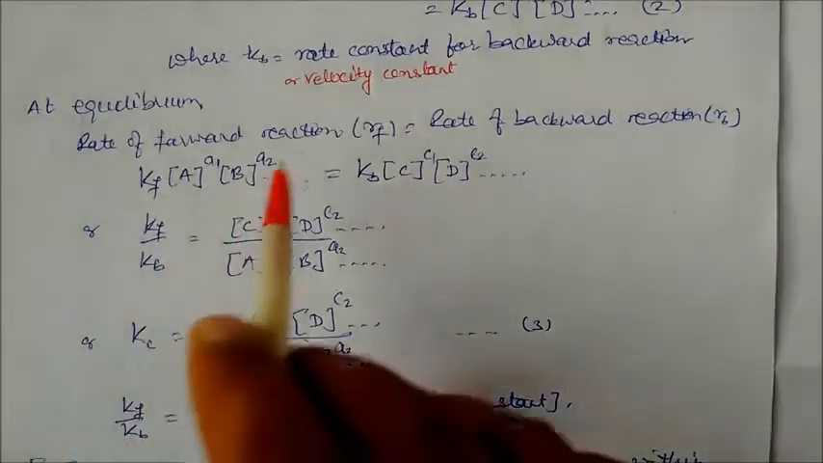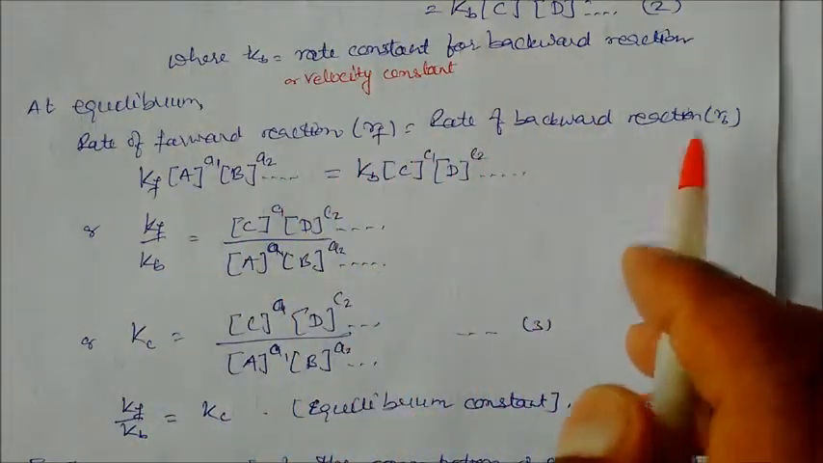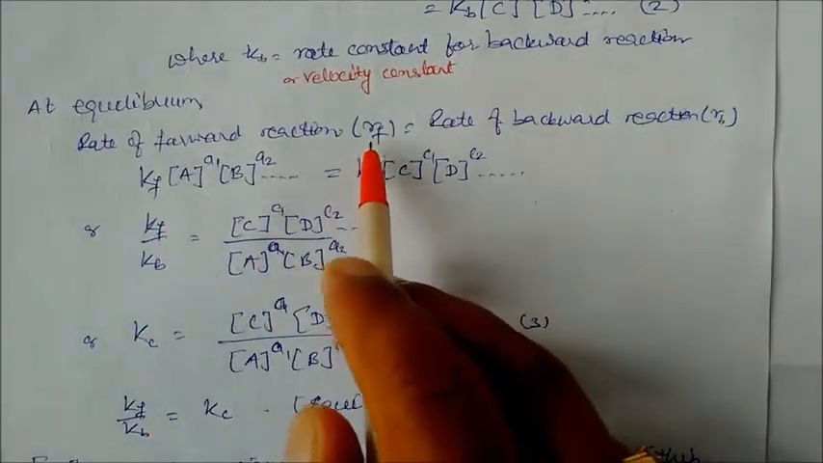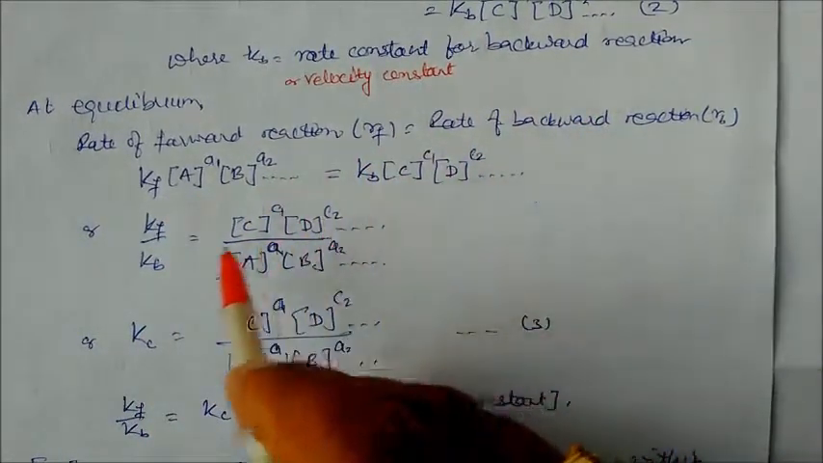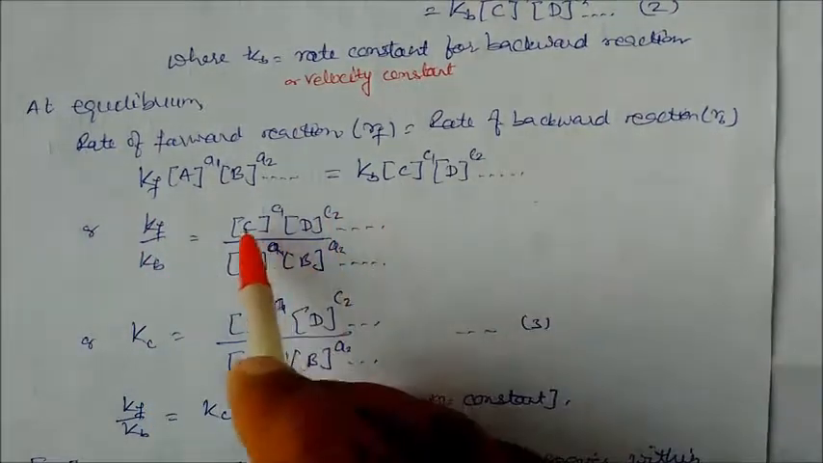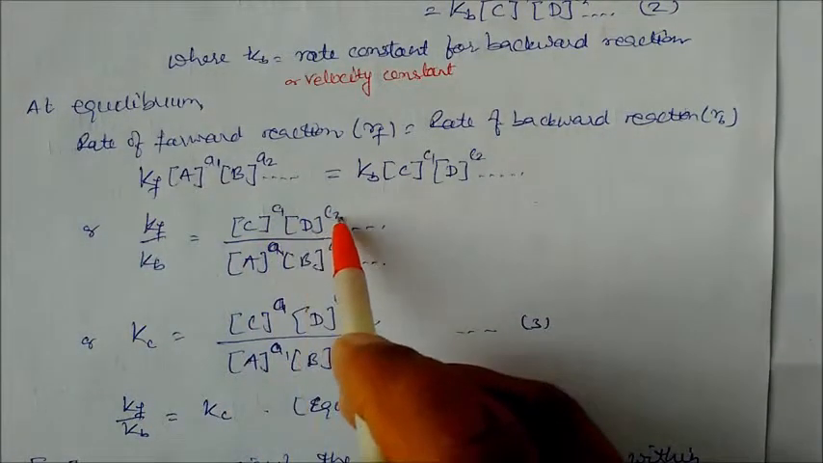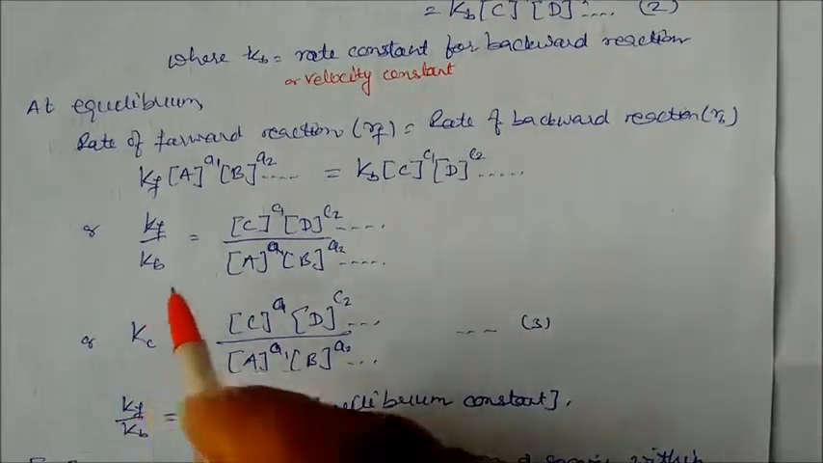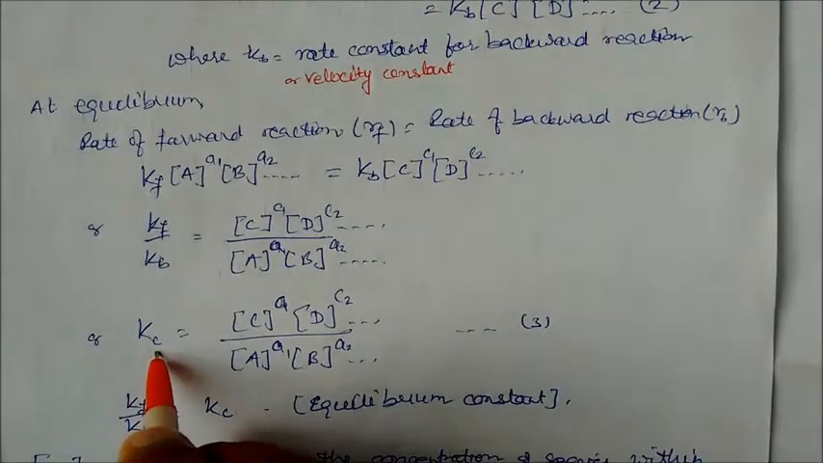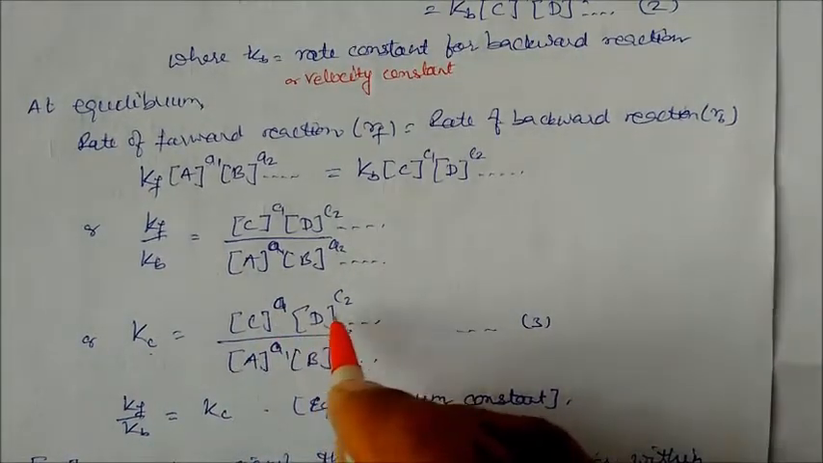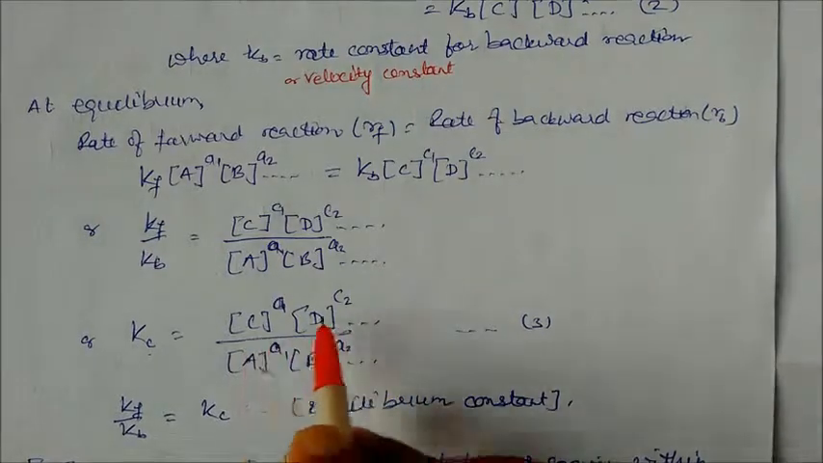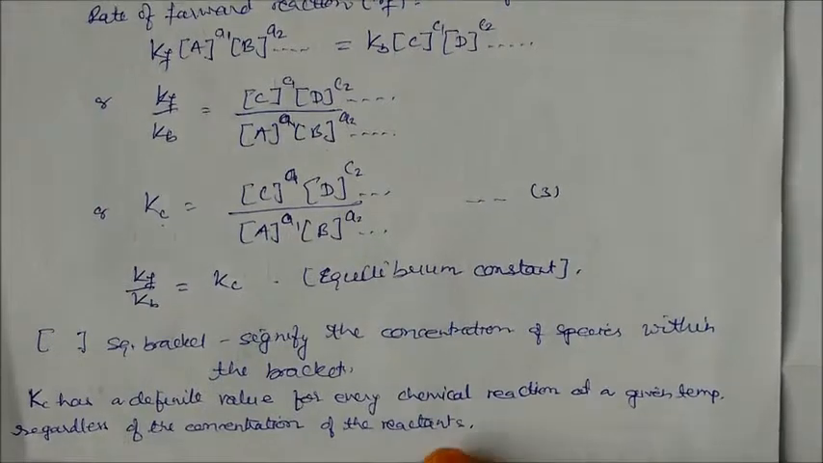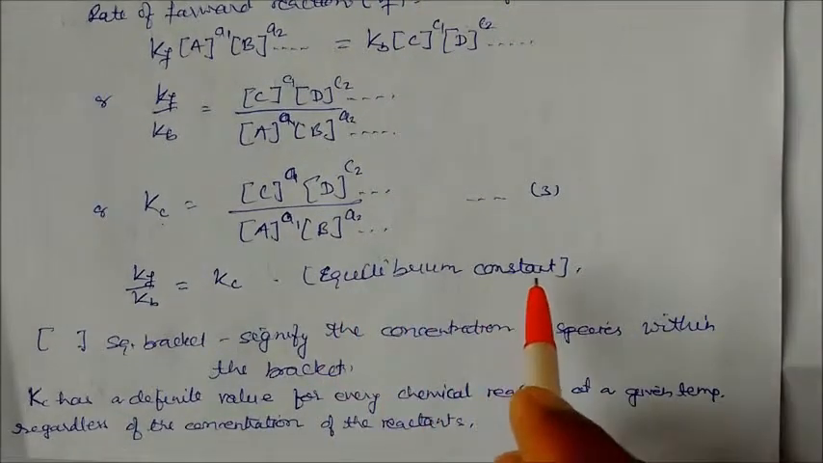The rate of forward reaction will be equal to the rate of backward reaction, meaning Rf is equal to Rb. So write these two values: Rf is this much, Rb is this much. So Kf by Kb will be [C] to the power c1, [D] to the power c2, divided by [A] to the power a1 and [B] to the power a2. Again, Kf by Kb is nothing but Kc, with the powers raised on the concentrations. So Kf by Kb is equal to Kc, and this is nothing but the equilibrium constant.